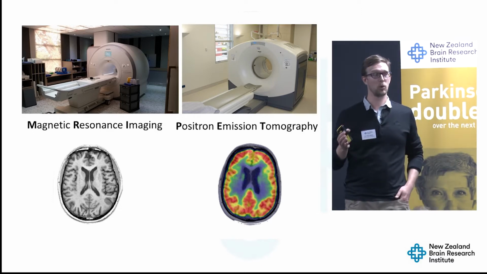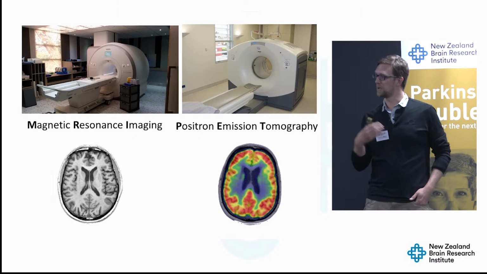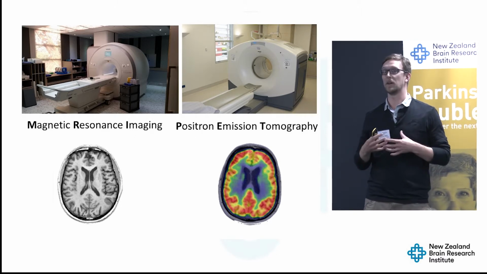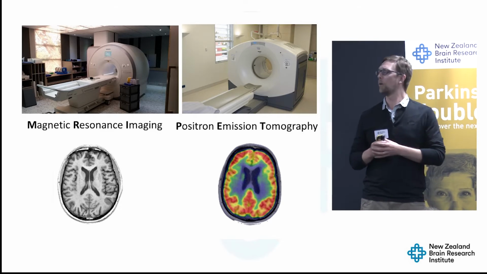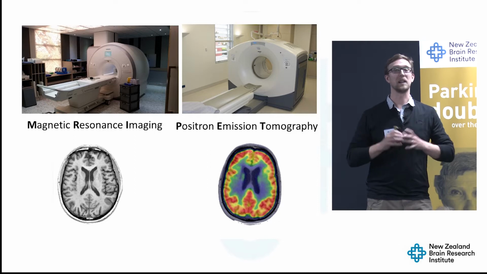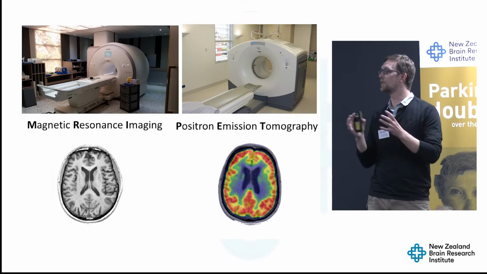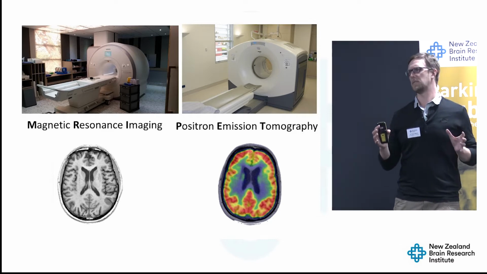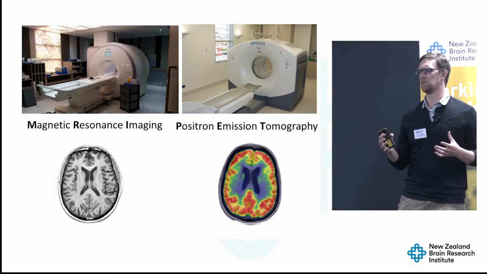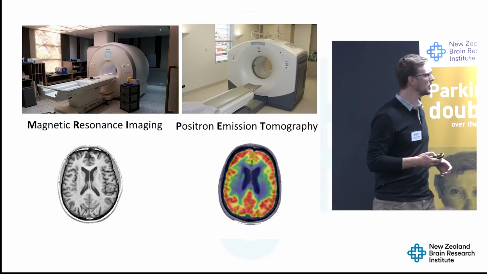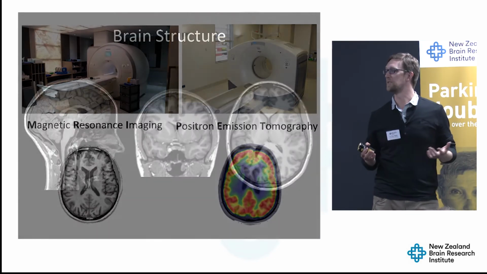Now that does require the injection of radioactive material into the body, but it can produce some beautiful images of function of the brain. Now, one of the main benefits of both of these techniques is their flexibility. So by changing a few parameters, we can create a large number of different types of images. And these different types of images can tell us about specific aspects of brain health. So I'd like to show you what some of these images look like.